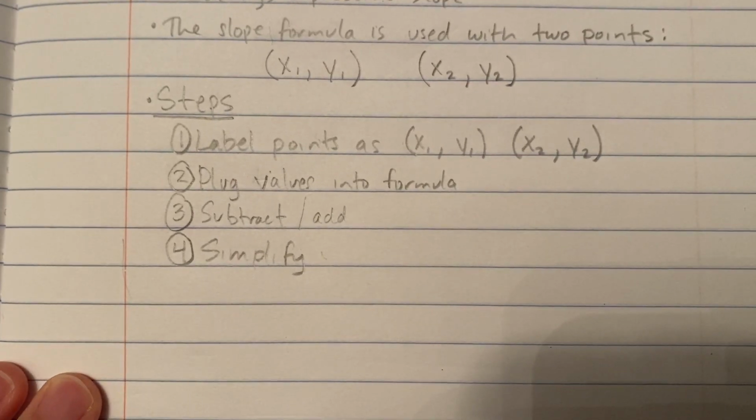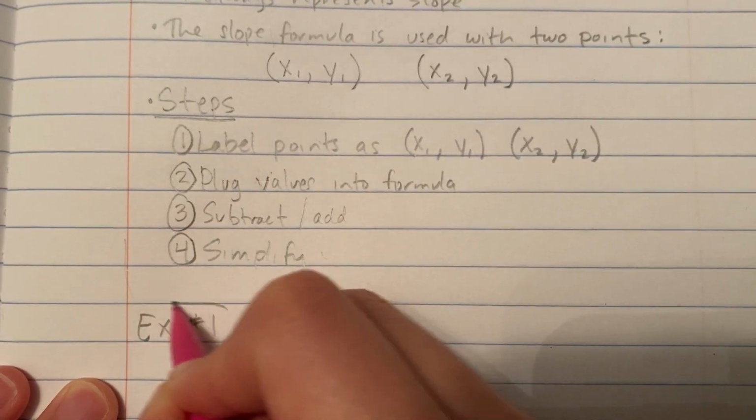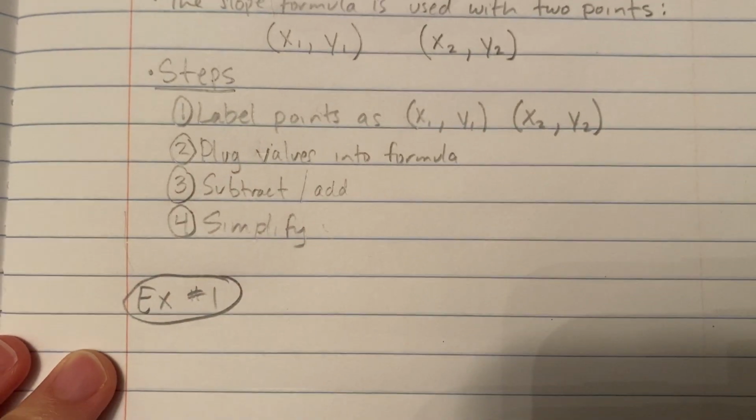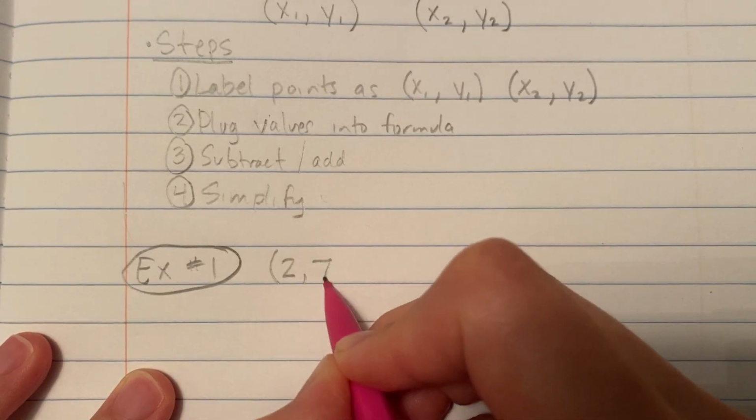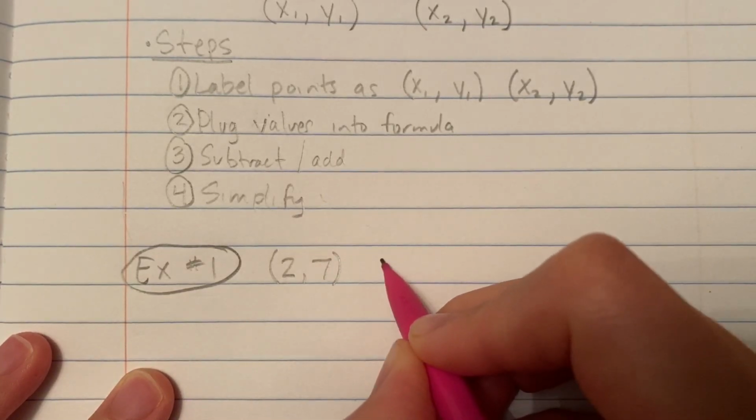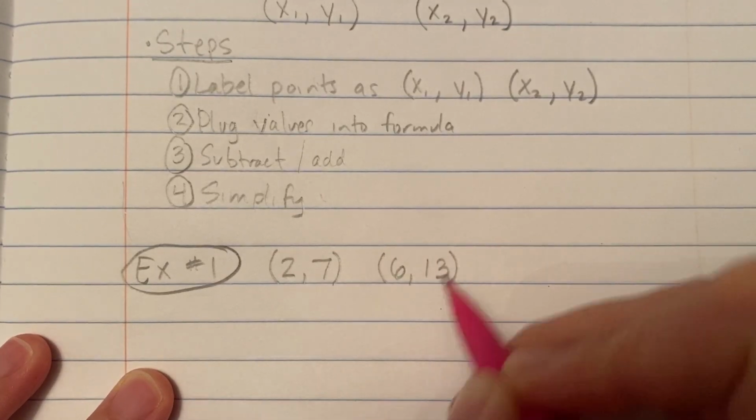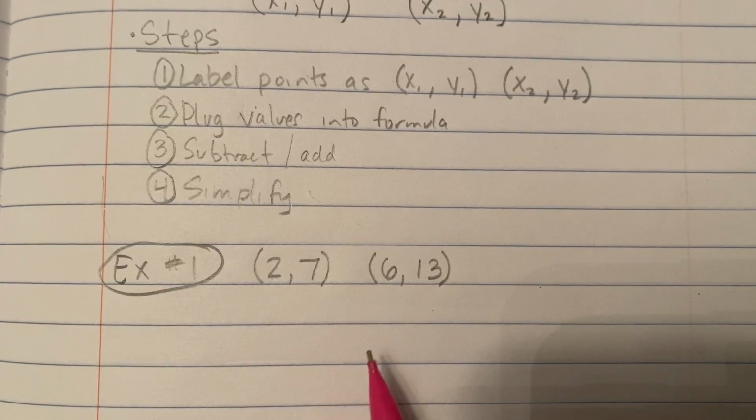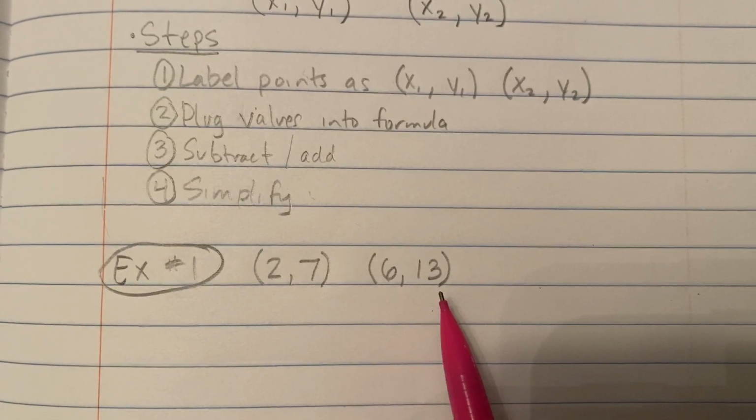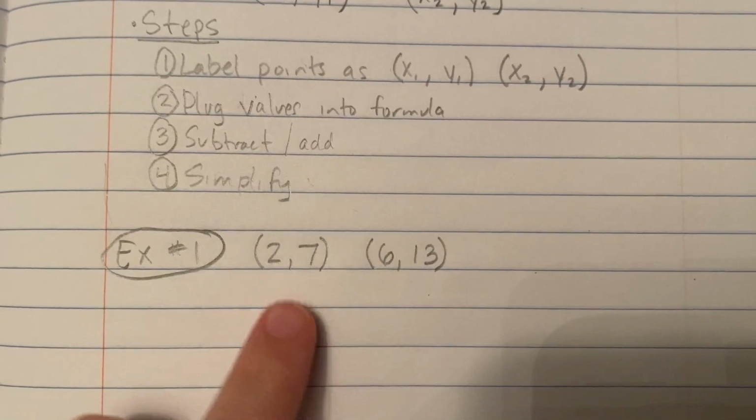All right, so let's take a look at an example. Here's example number 1. Let's say I have 2 points, and the slope formula gives me the slope of the line that passes through these 2 points. Now, I could get some graph paper, graph these 2 points, and count the rise over run, but the slope formula allows me not to do that. So let's follow the steps.